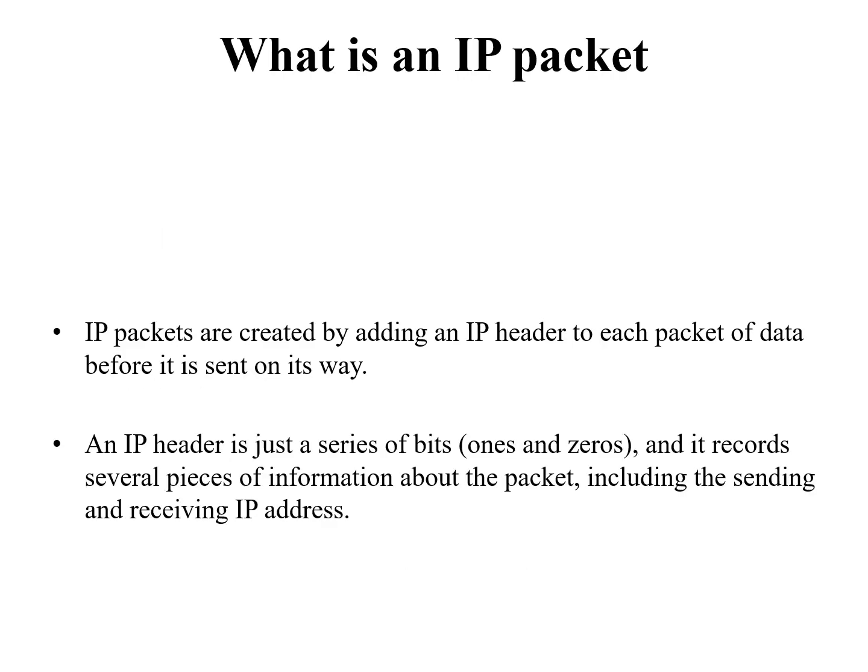What is an IP packet? IP packets are created by adding an IP header to each packet of data before it's sent on its way. An IP header is just a series of bits and it records several pieces of information about the packet, including the sending and receiving IP addresses. IP headers also report header length and packet length.